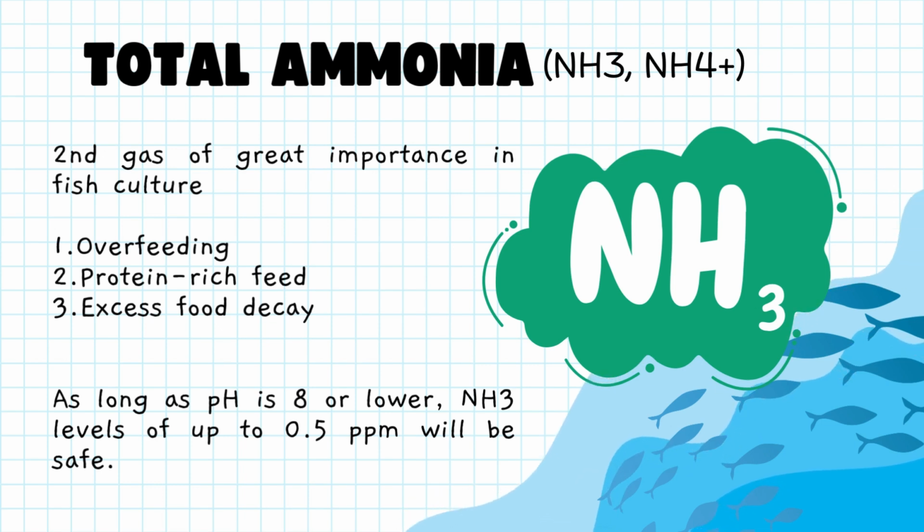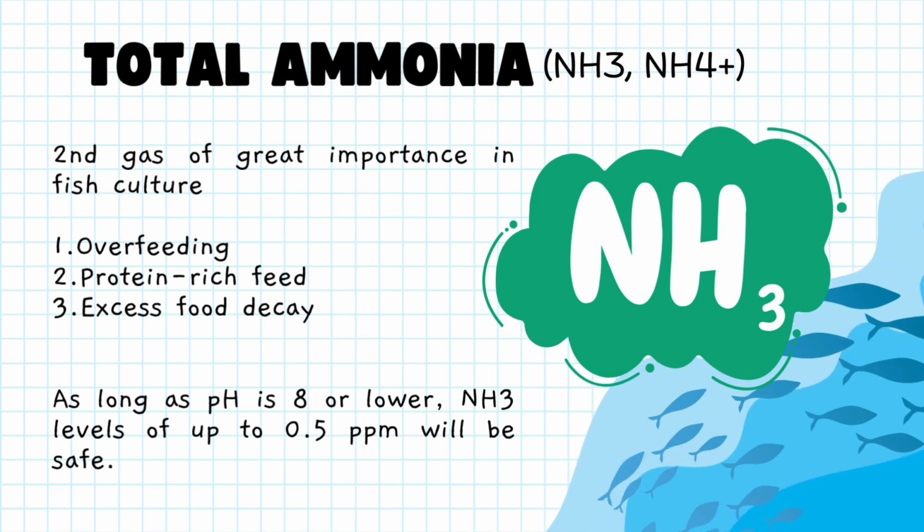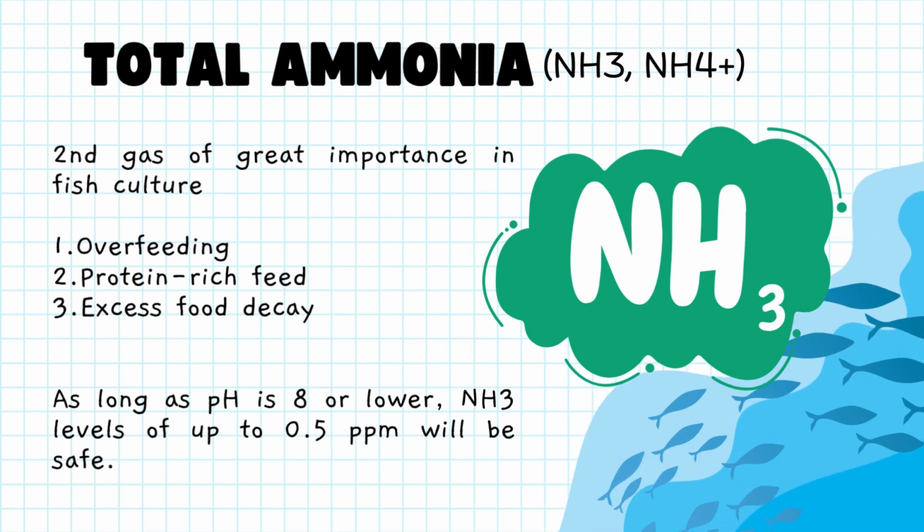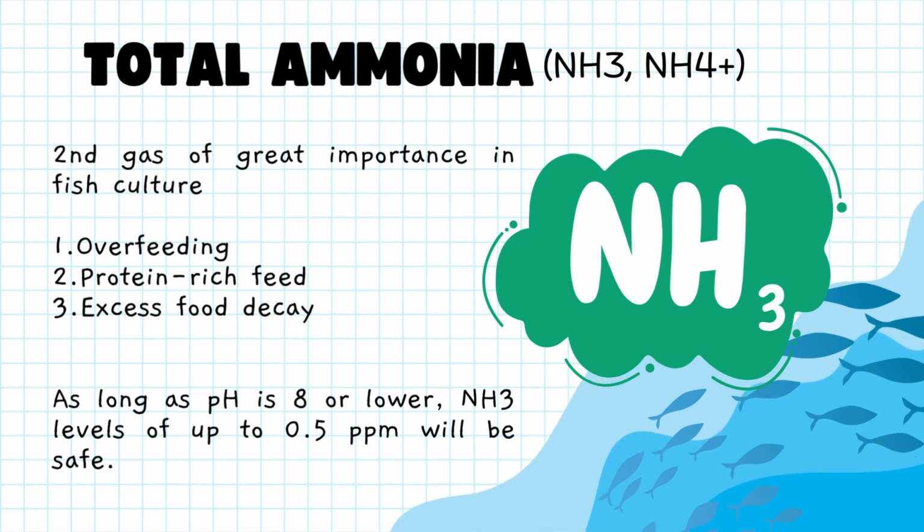So for the safe ammonia levels, we have NH3 equal to less than 0.1 ppm as NH3-N. For NH4+, or the ammonium ion, we have less than 1.5 ppm as NH4-N. For the total ammonia, or the NH3 plus the NH4+ ion, it is equal to 1 to 2.5 parts per million.